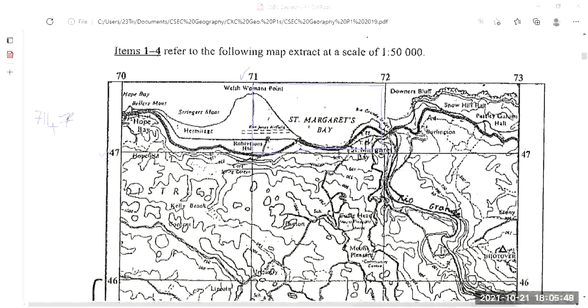And that would be the 4-figure grid reference that tells us where St. Margaret's Bay is. So it's in that box started by 71 easting and 47 northing. But sometimes, you know what happened, Alex?